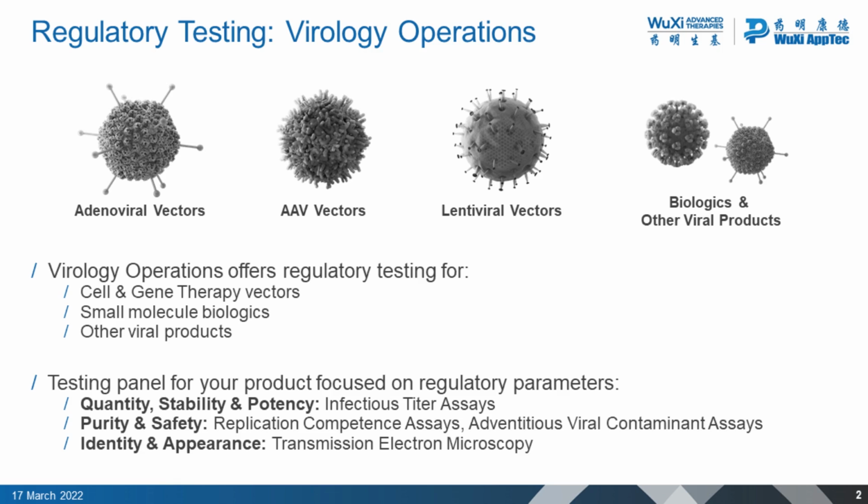So in terms of products that we can accommodate at Virology Operations, we provide testing services for a broad range of products, primarily focused upon cell and gene therapy vectors, ranging from the smallest AAV vectors, adenoviral vectors, all the way up to lentiviral vectors. But we also focus on several other biologics and viral products, and that can range from vaccine products or even small monoclonal antibodies, for example.